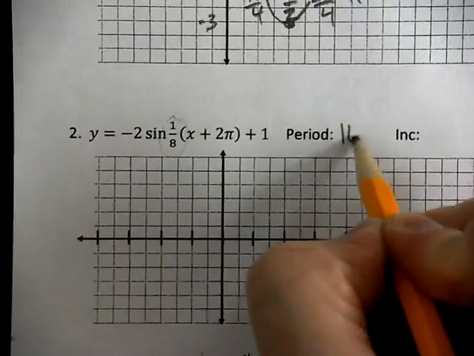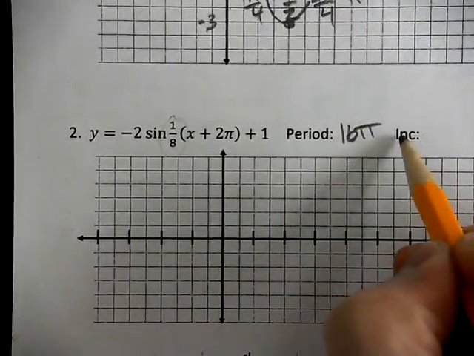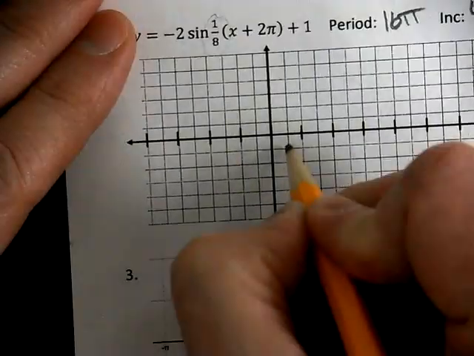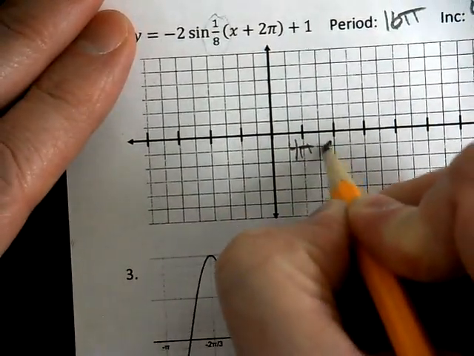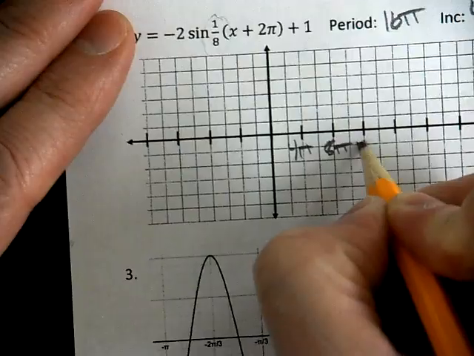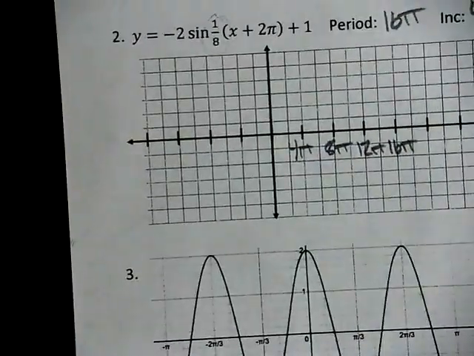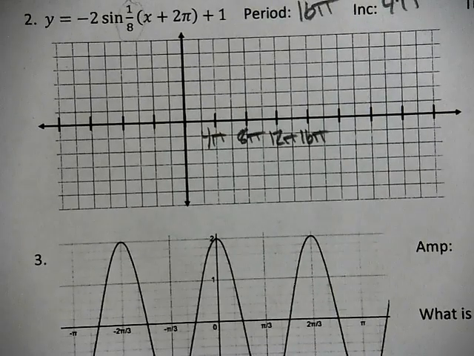So that's the period, 16 pi. Our increment is going to be that divided by 4. So we're going to have 4 pi, 8 pi, 12 pi, and 16 pi. Pretty big steps.